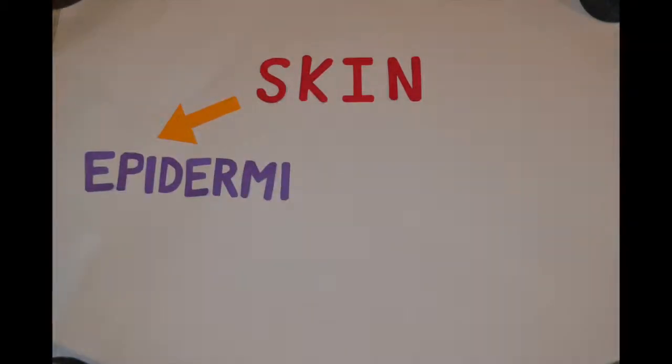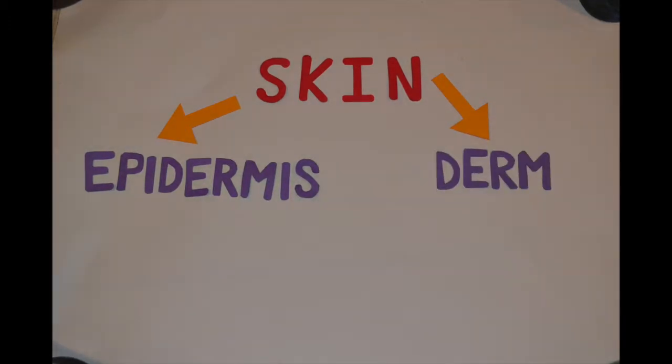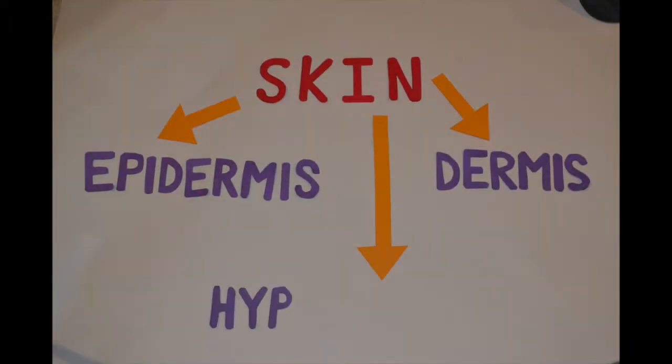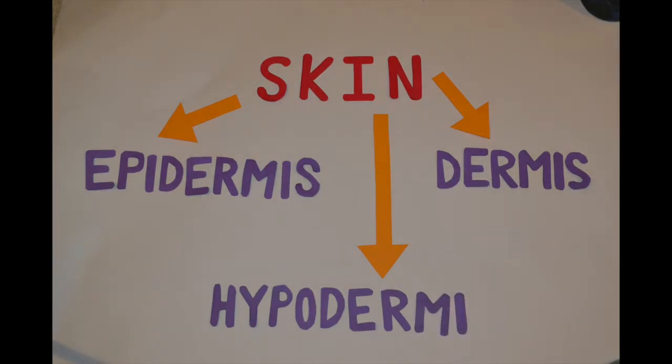The skin is the body's largest and heaviest organ. It consists of two layers: the epidermis, which consists of stratified squamous epithelium, and the dermis, which is the connective tissue layer. There is also the hypodermis, which is another connective tissue layer below the dermis. Our skin functions in many ways.